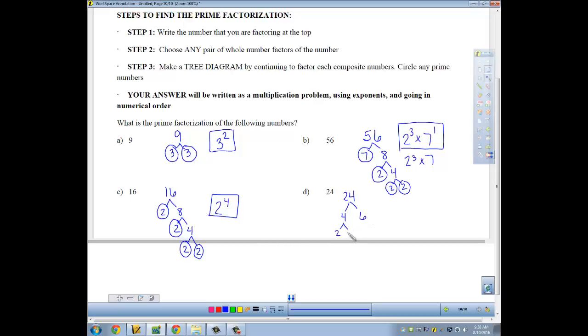4 is going to factor into 2 and 2. 2 is prime, so circle both of them. And 6 factors into 2 and 3. Again, do not put 3 and 3, because 3 times 3 is not 6. 2 times 3 is 6. 2 is prime, so I circled it. 3 is prime, so I circled it. Now, I don't have any other numbers to make those lines with, so I'm going to write my answer. The smallest number I circled was a 2. Circled it 3 times. Put a multiplication symbol. The only other number I circled was a 3, and I circled it once.